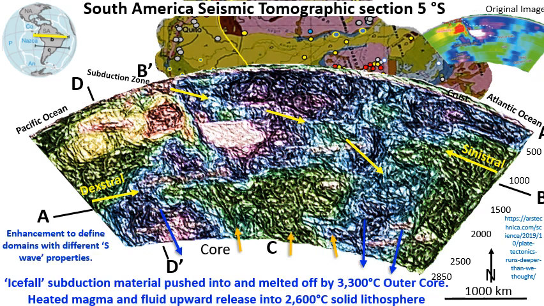What I call blocky icefall subduction material, the blue arrows, is pushed into and melted off by the 3,300 degree centigrade outer core. Heated magma and fluid upward release, the orange arrows, occurs into the 2,600 degrees centigrade solid lithosphere.